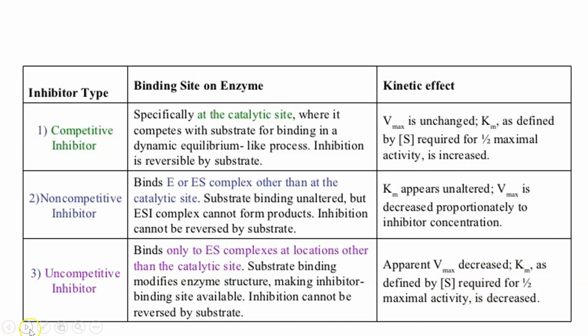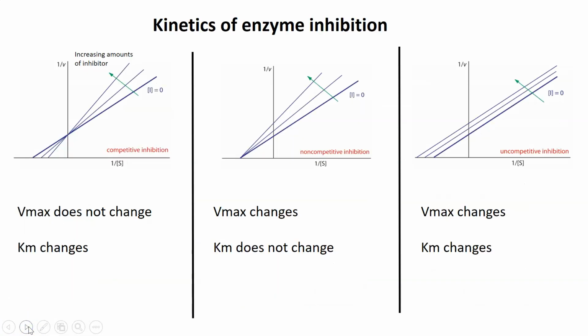Now when we look at these results in a graph, this is what we see. This green line represents increasing concentrations of inhibitor in the mix. This is for competitive inhibition. You can see by increasing the amount of inhibitor, the Km is changed, but the Vmax remains unchanged. When it intercepts the y-axis is the Vmax, when it hits the x-axis is the Km. So you can see that the Vmax doesn't change, but the Km changes.